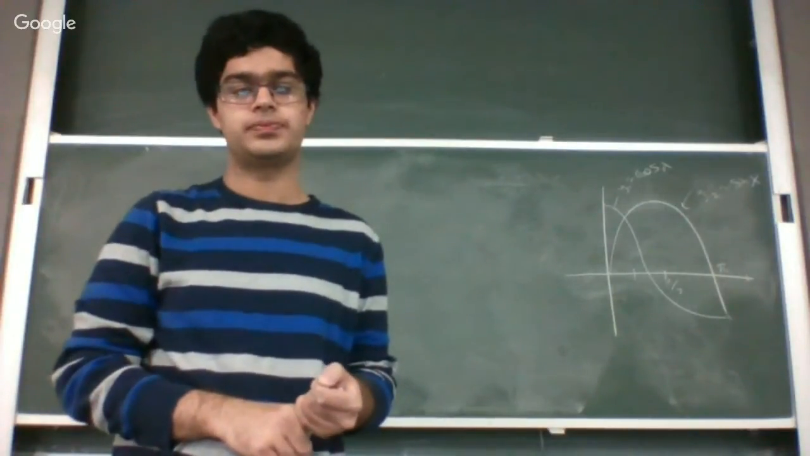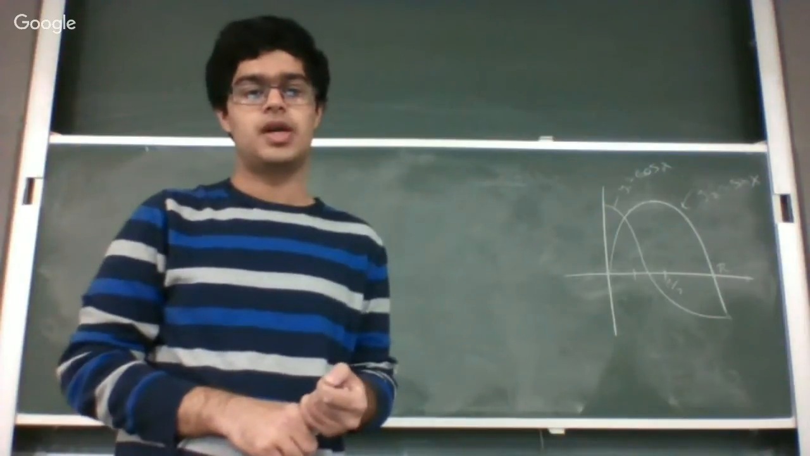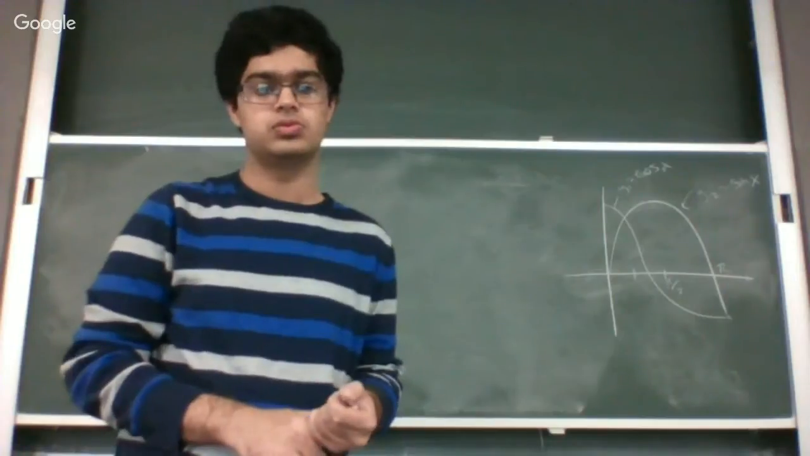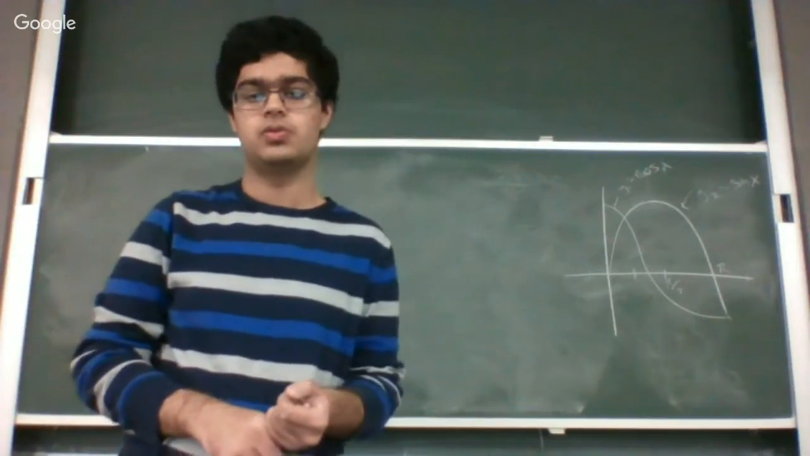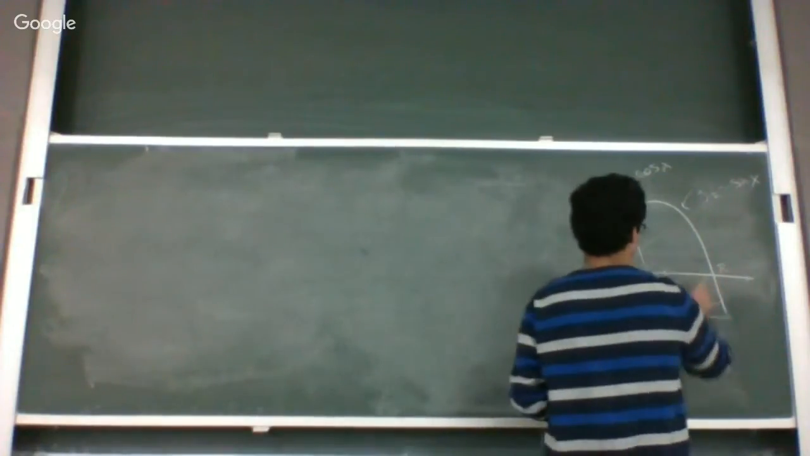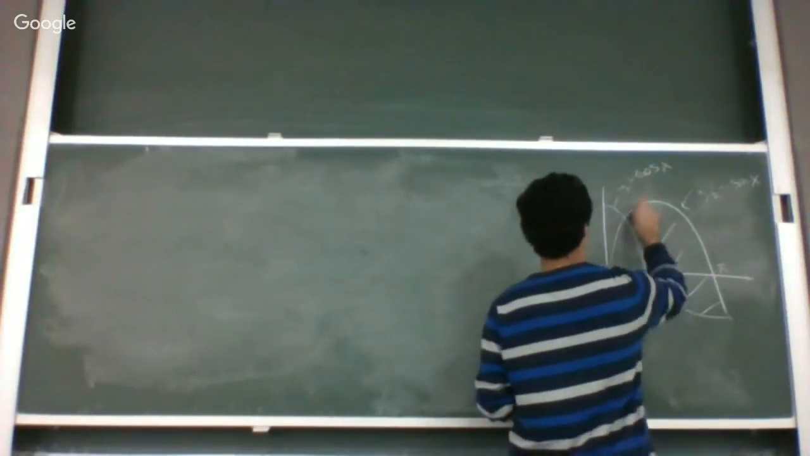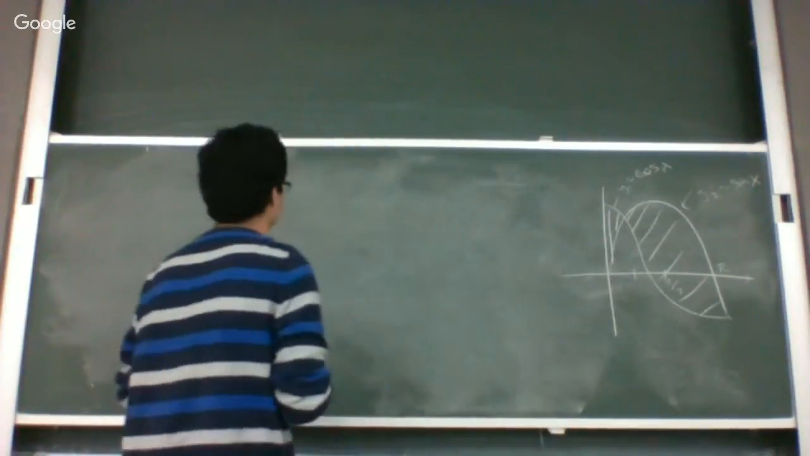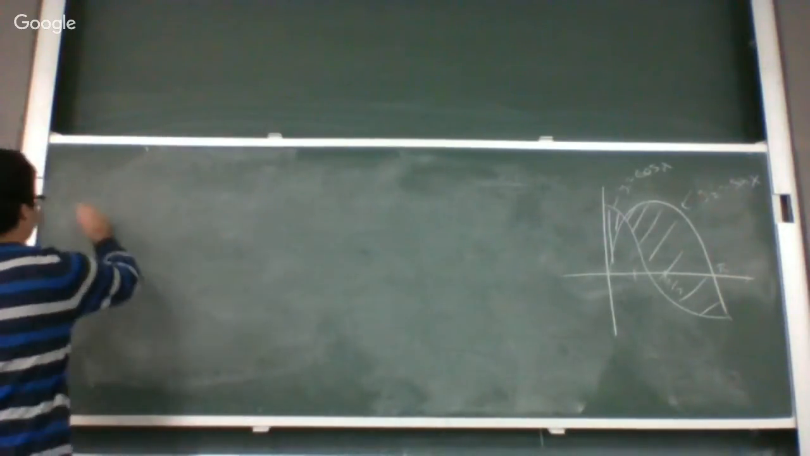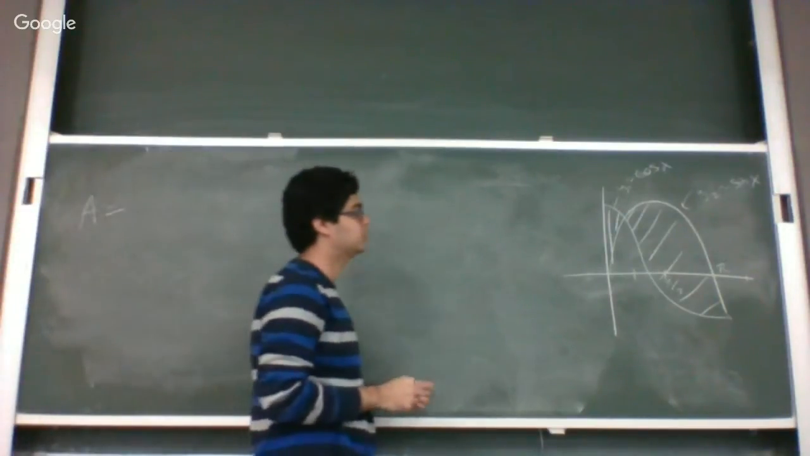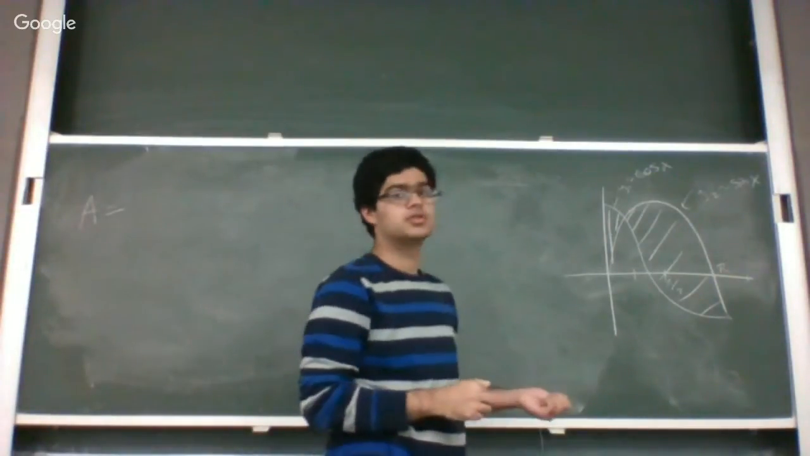So they ask us to find the value of the area shown. So we have to find the area. Okay. So just by looking at it, we know we need 2 integrals.